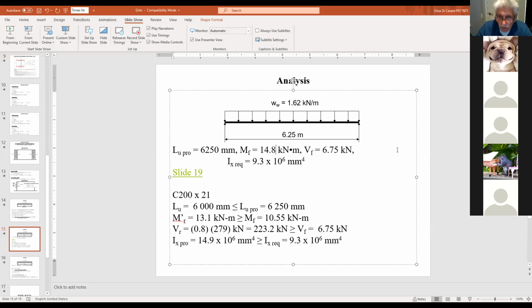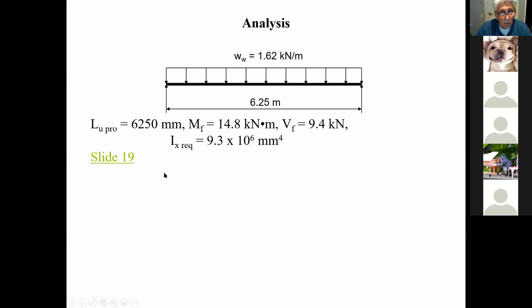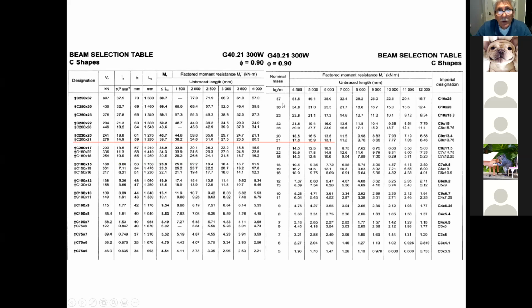And this was 9.4. Now, this is no good anymore because I made a mistake. So now what I'm going to do is, okay, here, it's just like you did when you went to choose the, okay, this is the beam selection table. Now, this is what I was going to choose, but I made a mistake.